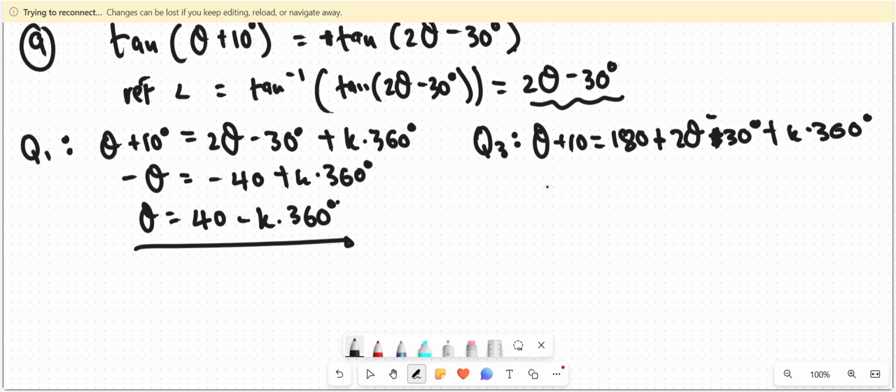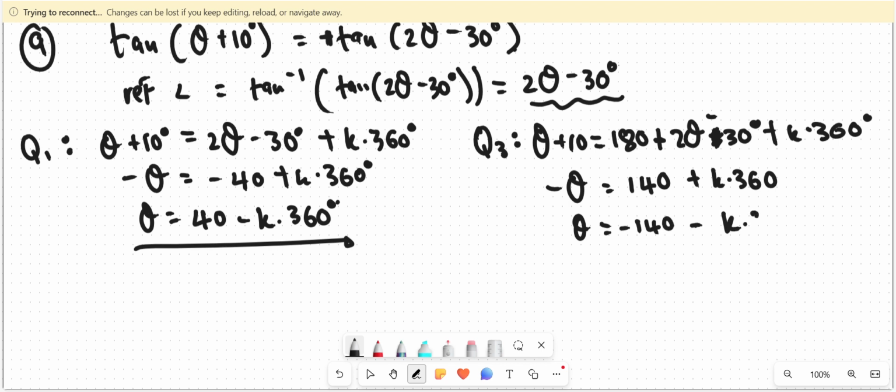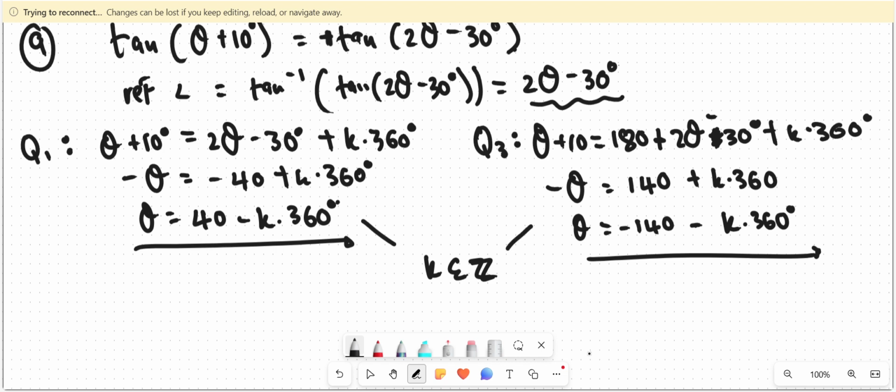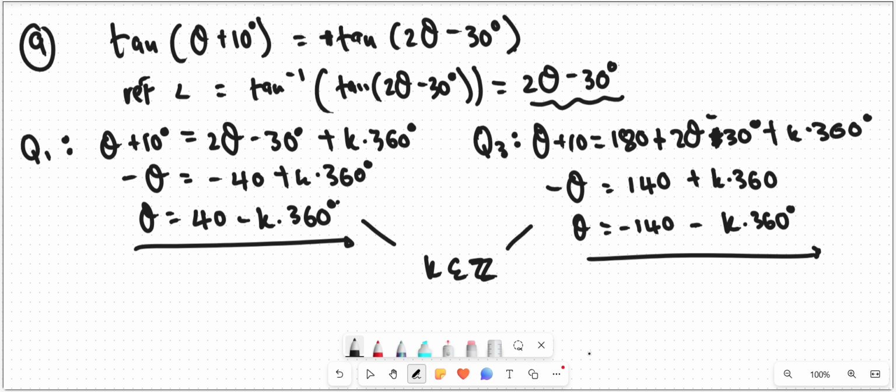So this one will give me a negative theta this side. This minus that will give me 150. Minus that is 140. Plus K360. And so theta is actually negative 140 with a minus K360. So there we go. And this again where K is an element of integers. And there we go. I hope this makes sense, guys.